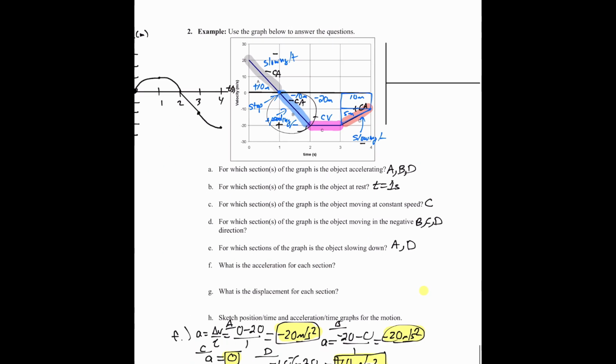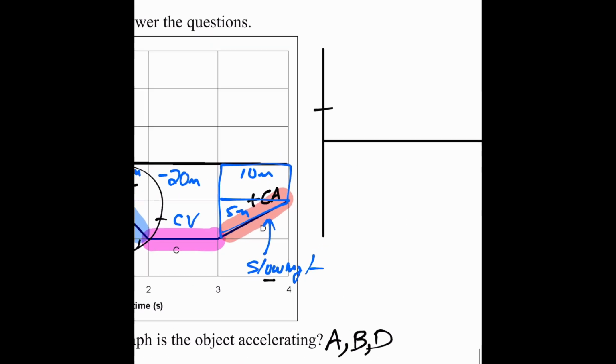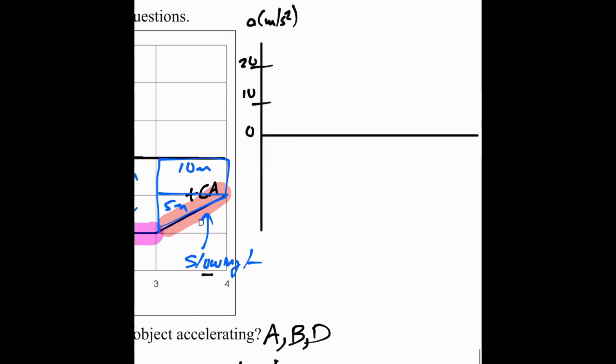Now, our accelerations, we calculated them, and negative 20 was our largest. So same thing, we'll go 10, 20, and then down here, 0. This is acceleration in meters per second squared. This is going to be time in seconds. Again, there's 2, there's 1, there's 3, there's 4.